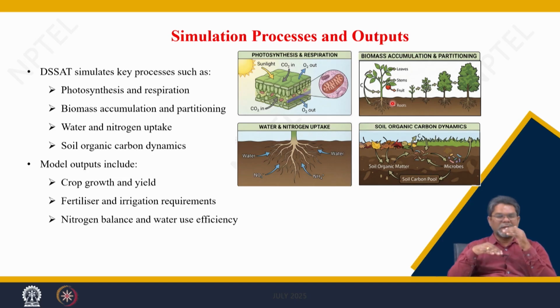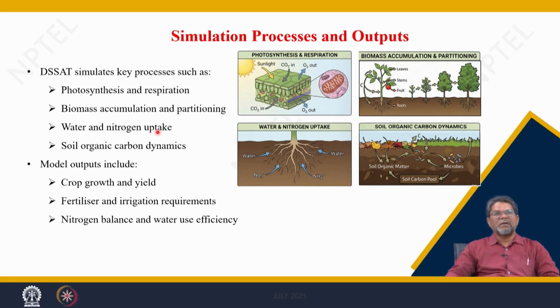So, the partitioning is between the root and the above ground portion, and in the above ground portion also the partitioning happens between the leaves, stems, and the storage organs, that is the economic part. This partitioning is growth stage specific: how much biomass is partitioned to the leaf portion, the stem portion, or the grain portion. It depends upon the crop growth stage, as well as the partitioning factors.